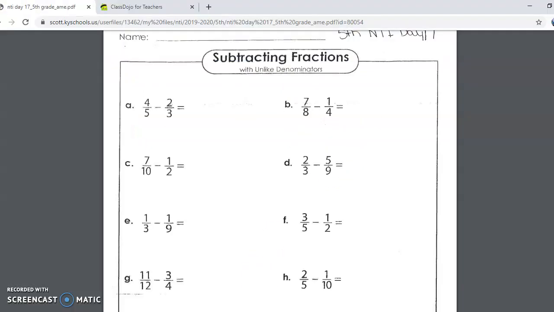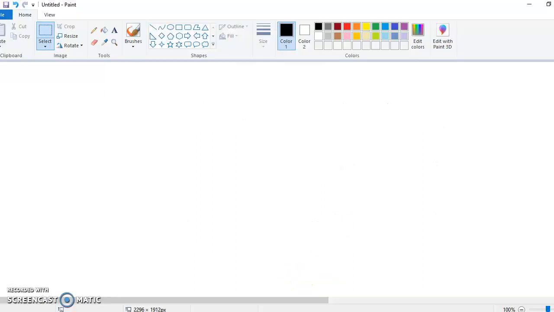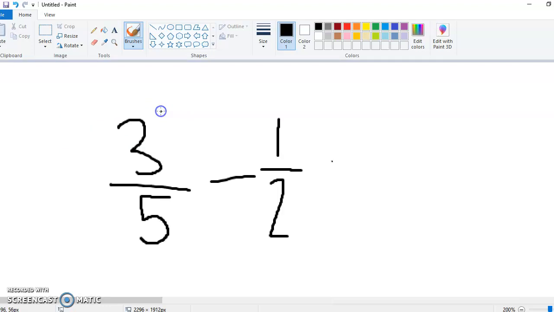Then we can do another one here. Let's see. How about 3/5 minus 1/2? All right, so 3/5 minus 1/2. Okay, 5 and 2. The smallest number I could make to have equal denominators.